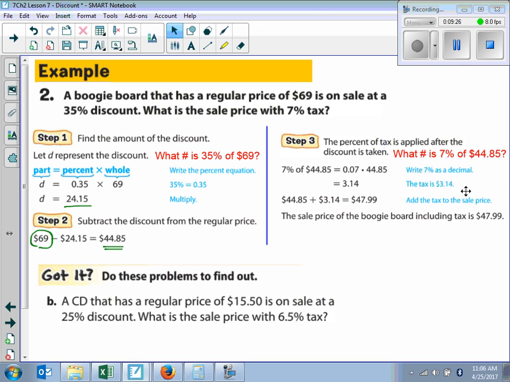So now you can write your percent equation. So that's going to be the 0.07 times $44.85, which gives us $3.14. That's the tax that has to get added to the discounted price. So here, the sale price will be $47.99.